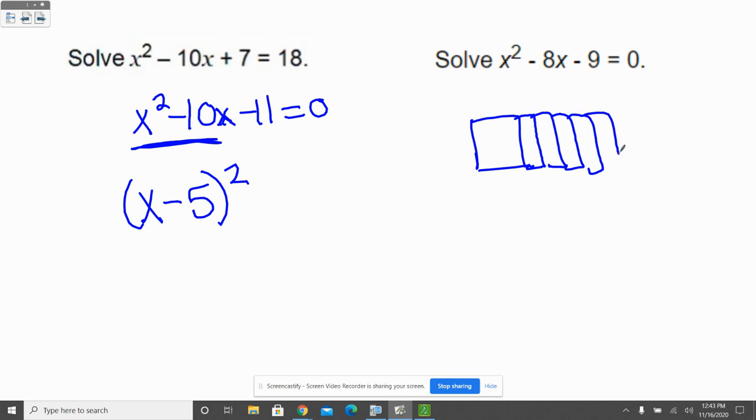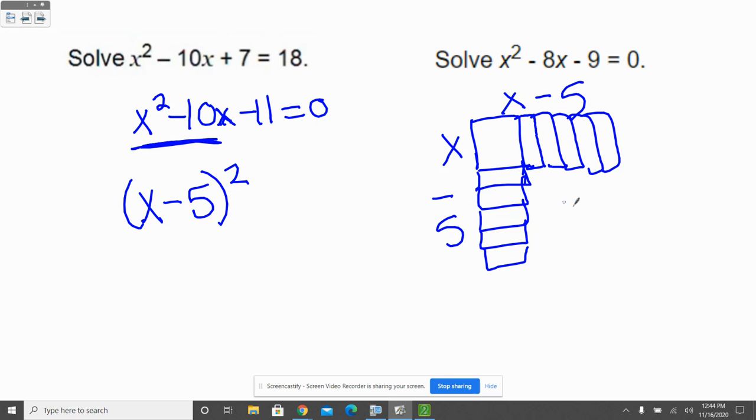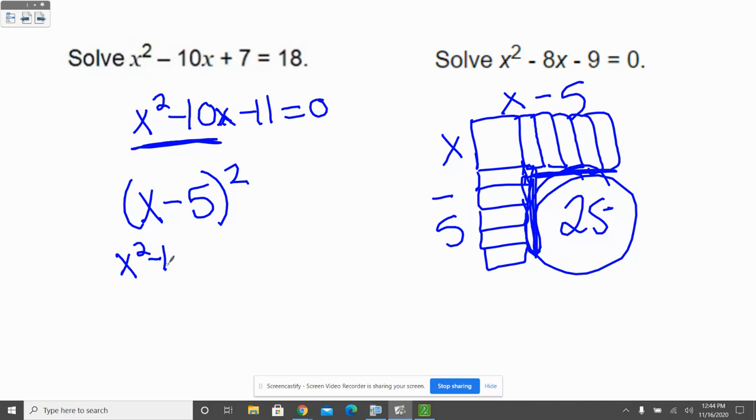So we're going to put 5 on each side because we need a perfect square. And this time they're minuses because of the minus 10x, so it's x minus 5 by x minus 5. But if that's what my picture is, what do I have in the corner? Well, I have 5 by 5, which is 25. So this is x squared minus 10x plus 25, but I don't have 25.